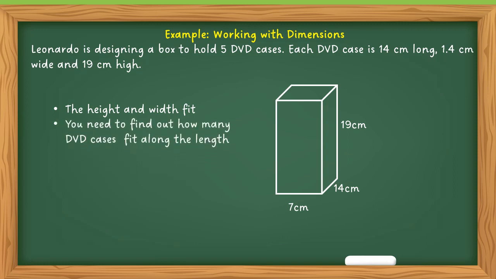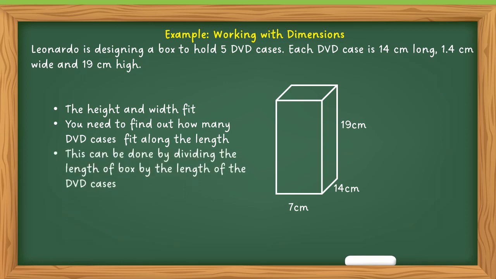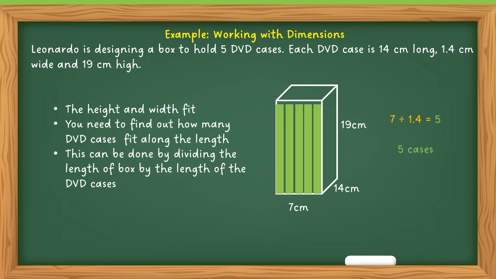So you need to find out how many DVD cases will fit along that length. Okay, and this can be done just by simply dividing the 7 by 1.4. Okay, and if you do that, 7 divided by 1.4 equals 5. So that means that you can fit 5 DVD cases into that casing.